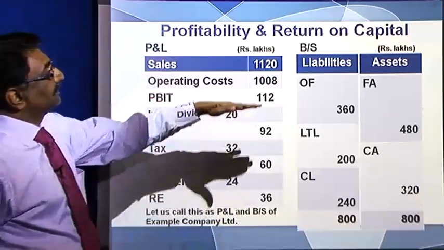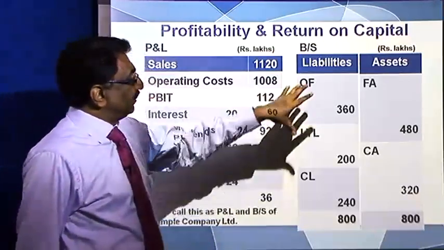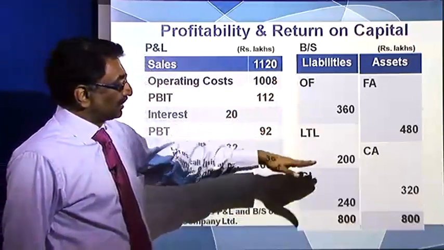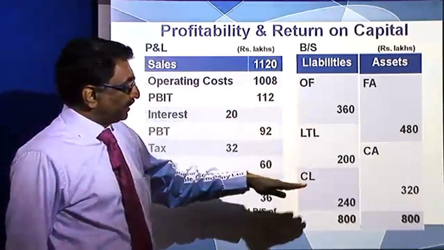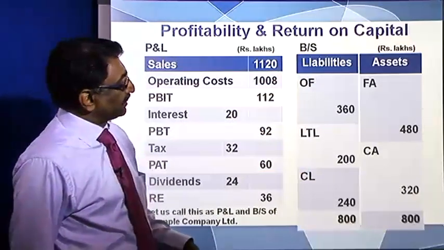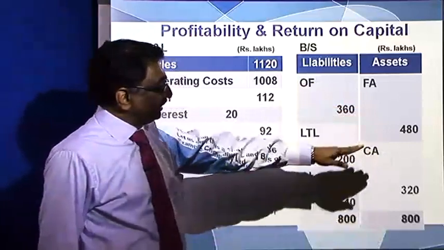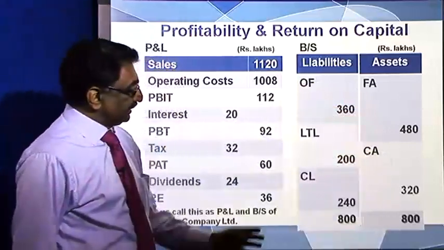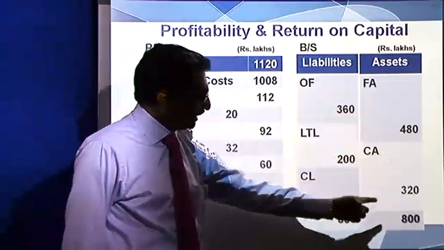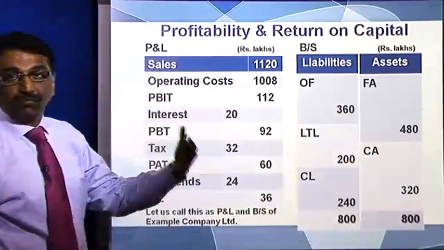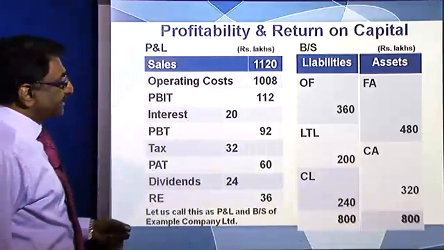The balance sheet looks something like this, where the owners' funds are 360, long term liabilities or loans are 200, the current liabilities, short term liabilities, are 240, the fixed assets, the long term assets, are 480 and the current assets are 320, giving us a balance sheet size of 800. So, with this now we move forward to look at the various ratios.